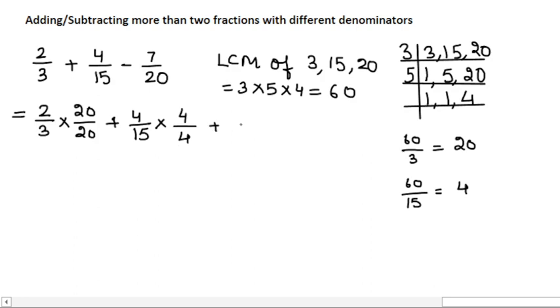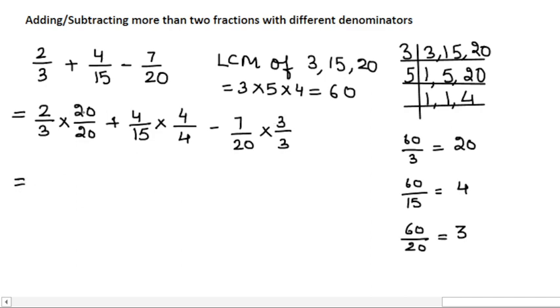The last fraction here is, it was subtraction, my bad. So the last number here is 7 by 20. Now again, we need to multiply 20 with some number. What number? 60 by 20 gives you 3. So the number that we are looking for is 3. Let us see what we've got.